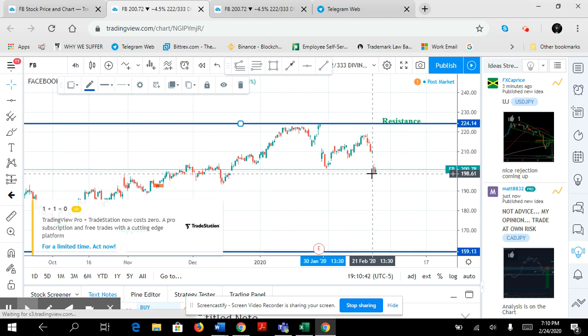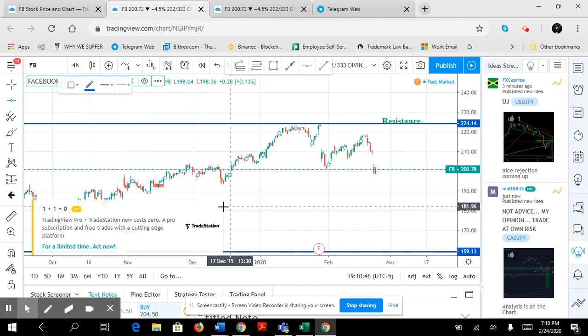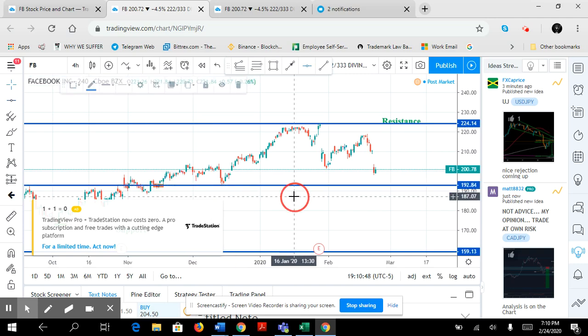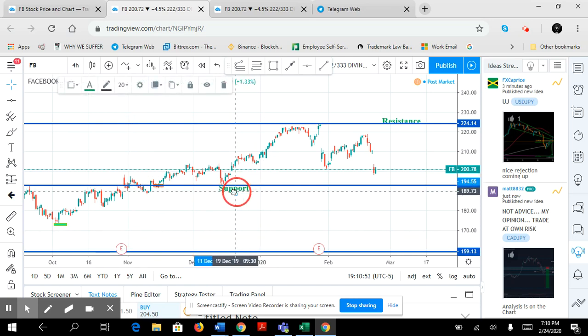You have one right here, price turned, but you also have one right here. So we could put support right here. All right. It's a level of support. So we're going to try to stay within this area right here. Okay.